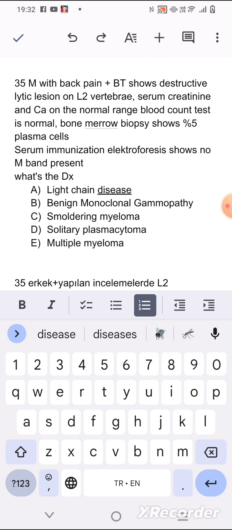When we have more than 10% or 10% plasma cells, we diagnose multiple myeloma, right? So serum immunofixation electrophoresis shows no M-band present, which means no light chains present, which cause an increased M-band. When we have an M-band which is associated with IgM, we diagnose Waldenström macroglobulinemia. When it's IgG associated, we diagnose multiple myeloma, right?